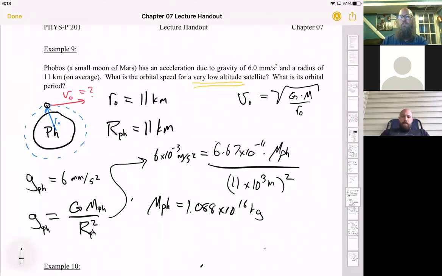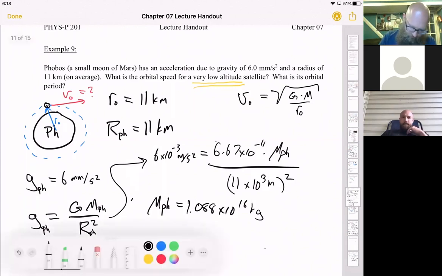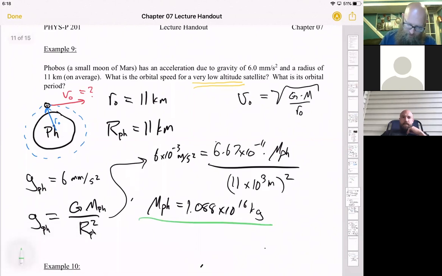It's much, much bigger than the mass of a car, but it's quite a bit smaller than the mass of Earth. And that's good enough for now, right? I mean, if we trust we did the math right, this is right. But it's always good to have a sense of, is it really right? Okay, so that's an intermediate, and we're going to plug that in right here.